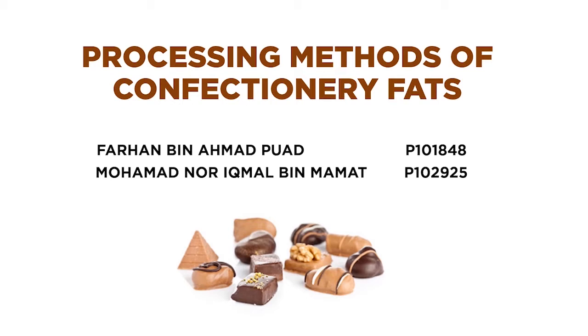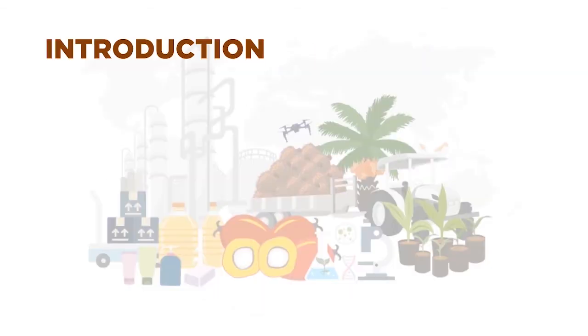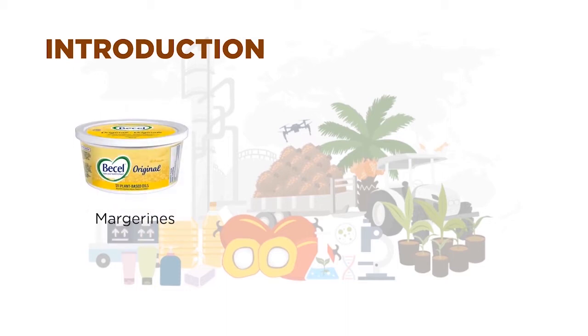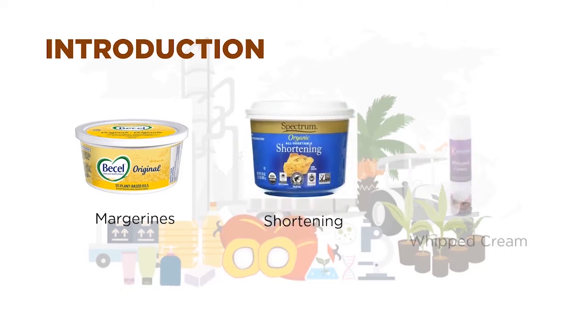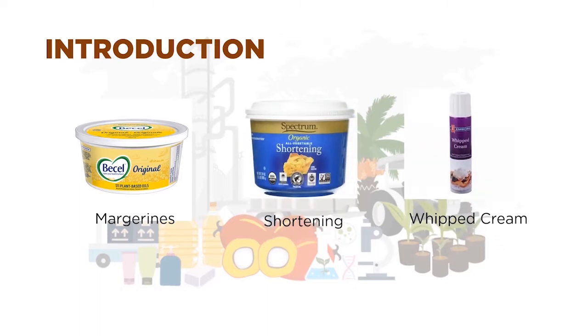So in this video, we are going to explain about the processing methods of confectionery fats. As we know, Malaysia is one of the largest producers of palm oil products. Some of the palm oil products are confectionery fats and also other products. Confectionery fats that we can usually obtain consist of margarines, shortening, and also whipped cream. So these are some examples of confectionery fats that are usually produced from palm oils.